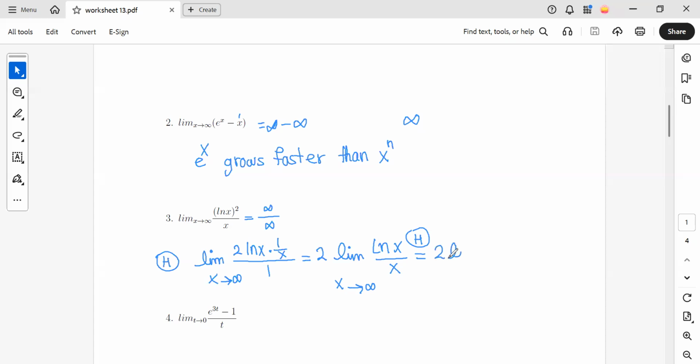2 is just here as the coefficient, limit of the amounts that are going to infinity. So the derivative of ln of x is 1 over x. Derivative of x is 1. We would have 2 times limit of 1 over x when x is approaching infinity. And we know that this one is 2 times 0 equals 0.